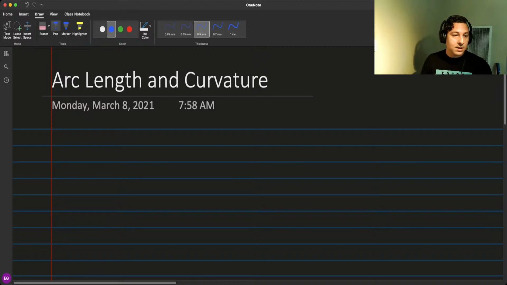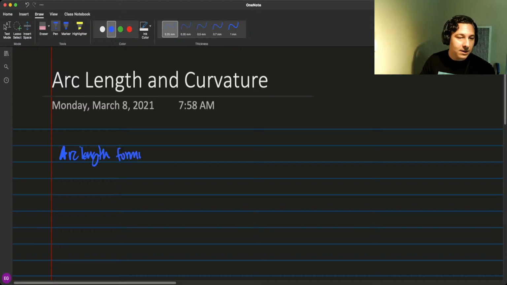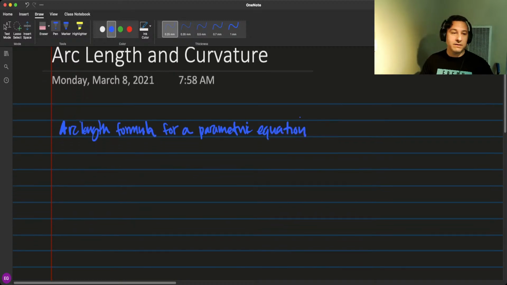Okay, so do you guys remember the arc length formula for parametrized curves, for a parametric equation? If you have a plane curve where you have some function which gives you an x coordinate and a function which gives you a y coordinate, you can calculate the arc length. So let's draw the picture for this.